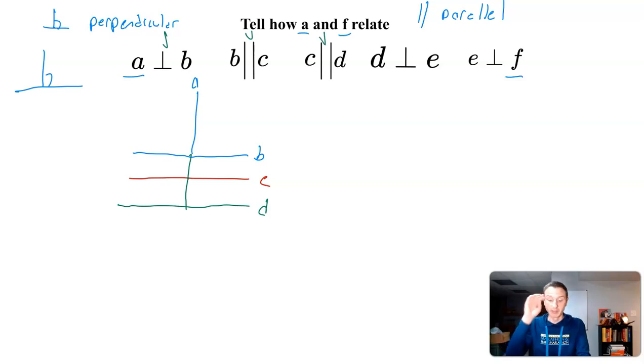Where are we at? We're at D is perpendicular to E. So E is going to come in at a right angle. Now, finally, E is perpendicular to F. That means F is going to be coming out this way.